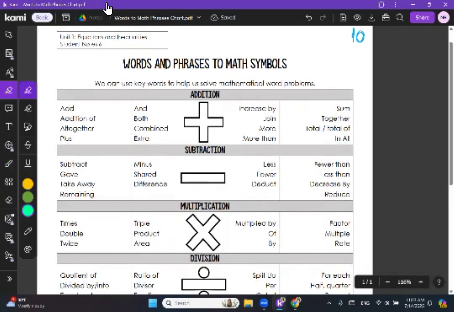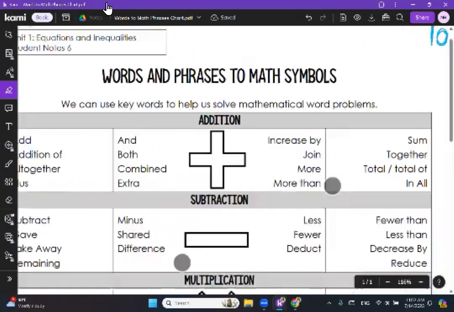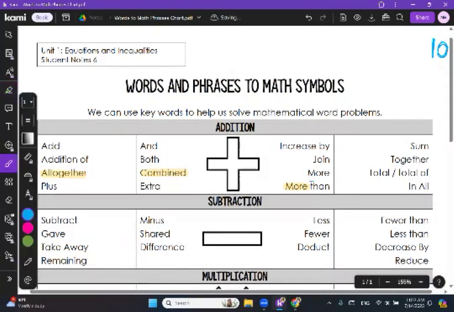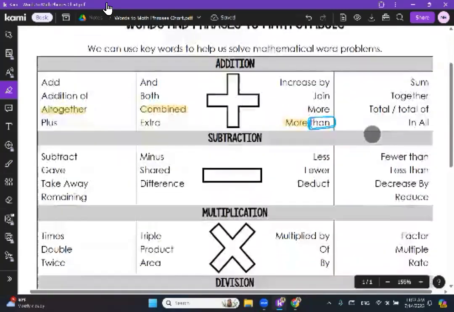Okay. For addition, I'm going to go ahead and highlight all the popular words that are being used for addition and for the regular operators. Most of the time you will see altogether, combine. Remember, we've already been using combine. We used it for combining like terms. More than is actually going to be a special phrase, and we're going to talk about that here at the end of this set of notes or this handout. Okay, for subtraction, most of the time, you're going to be seeing difference, decrease, reduce, like when we reduce fractions.